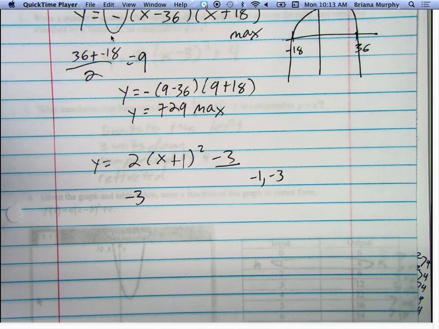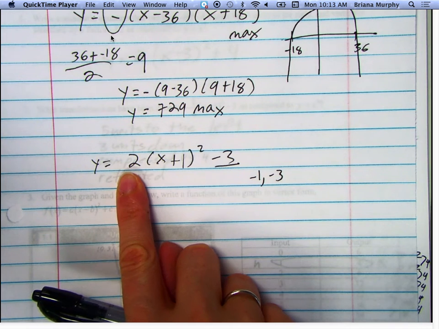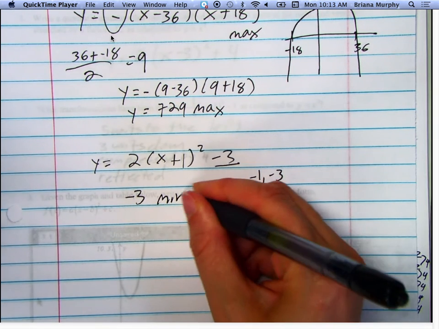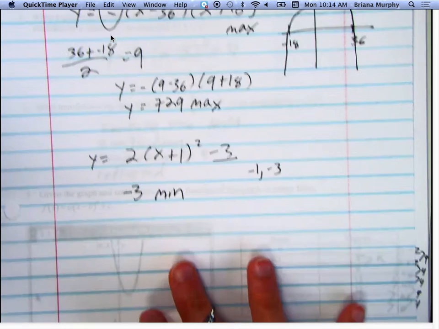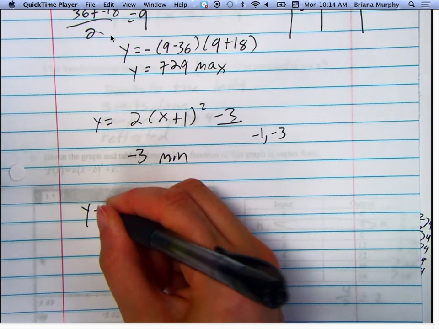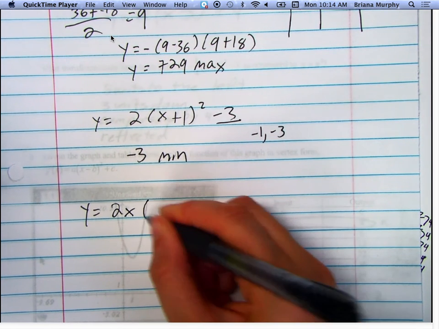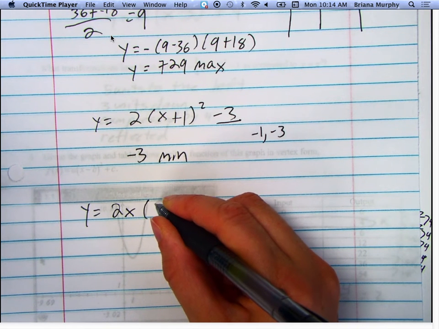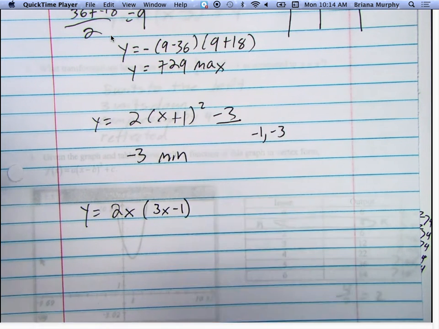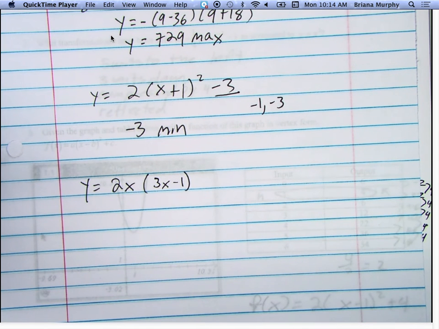And is it a maximum or minimum? How do we know? We look at the a value. Is the a value positive? Yeah. So it is a minimum. Okay, let's look at one more. What if I had y equals 2x times 3x minus 1? So it's a little harder, right? It's not in factored form. It's not in vertex form.